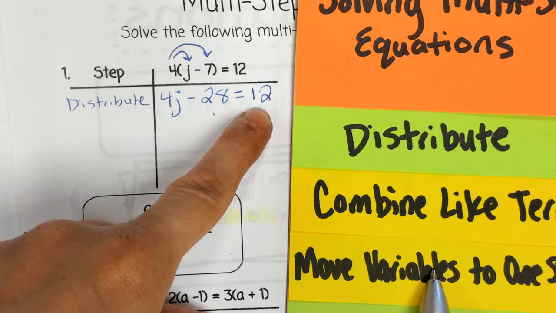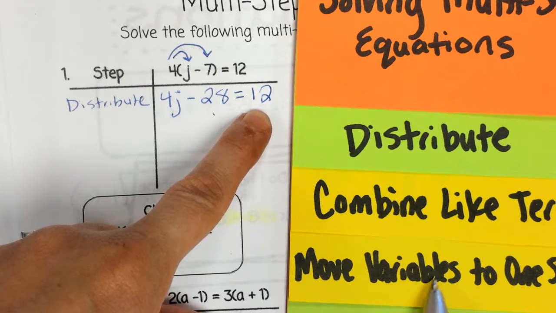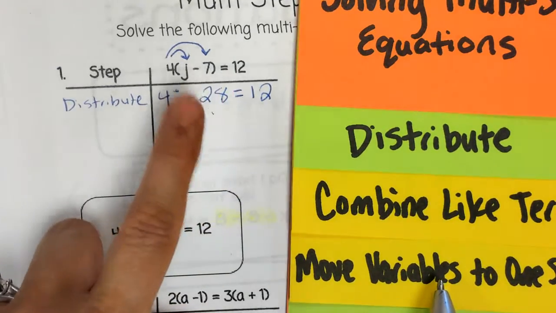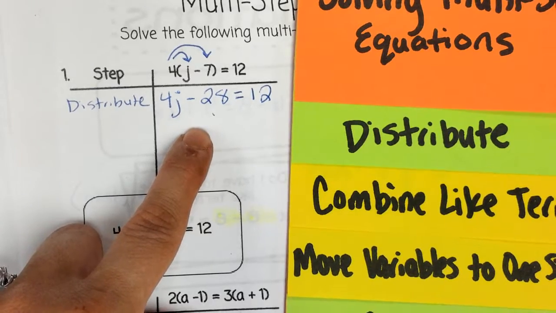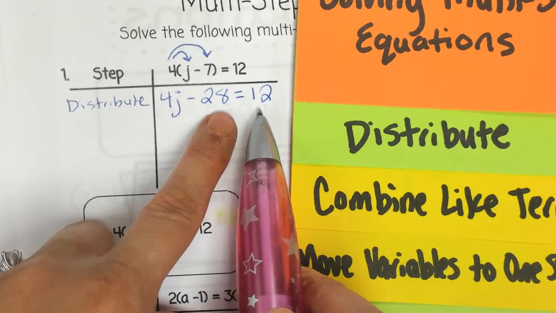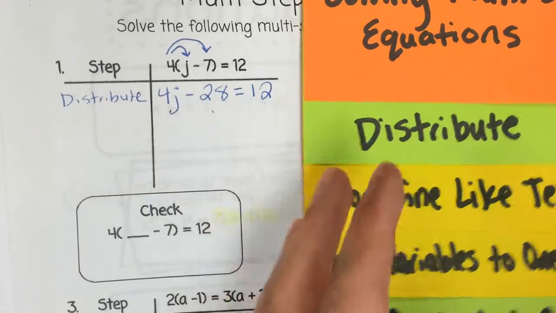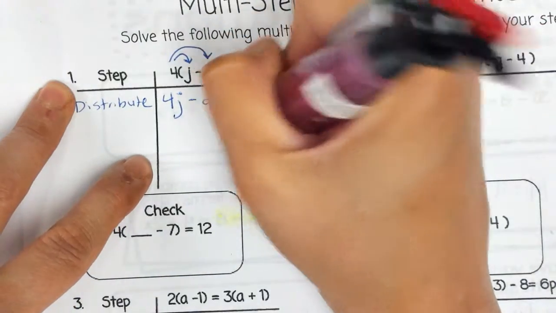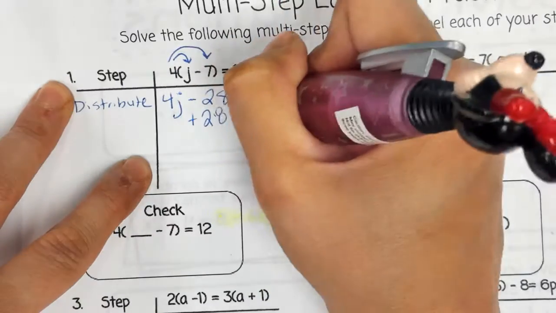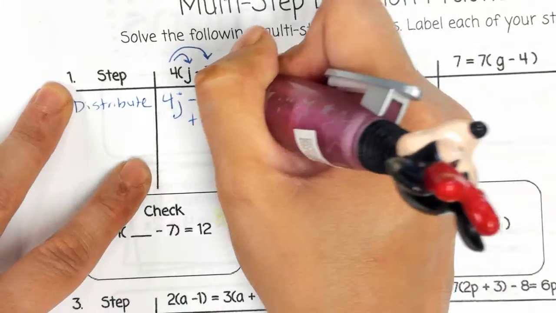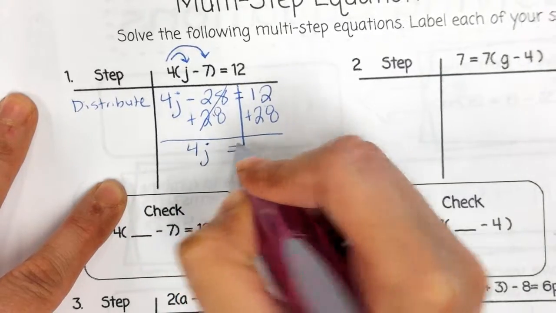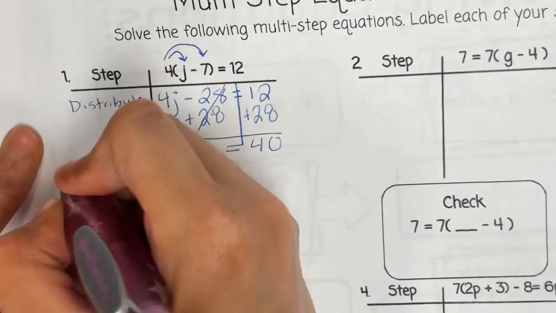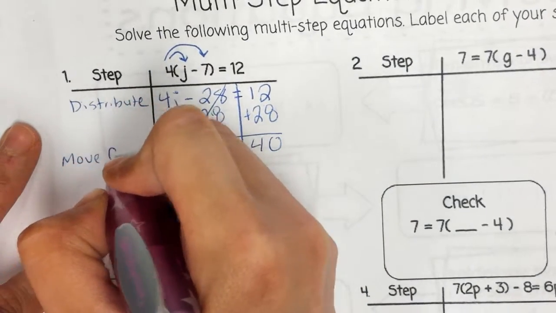The next step says move variables to one side. Do I need to do this step? No, because my variables are already on one side. Next is move constants to one side. This one I do have to do, because I have numbers without variables on both sides. How do I move constants? Add 28. So I have 4j is equal to 40. Good. And let's write the step we did over here. We moved constants.